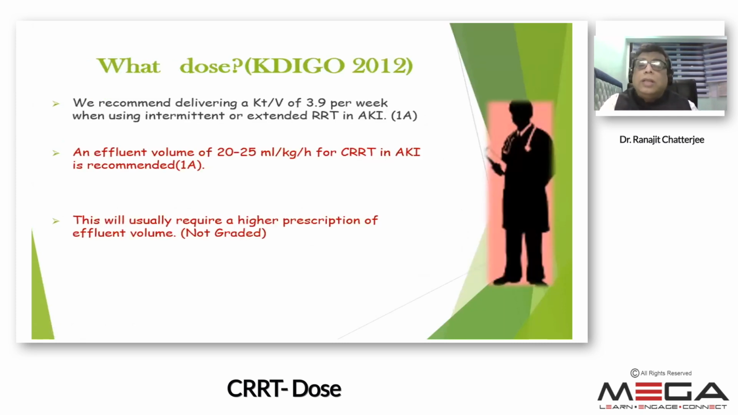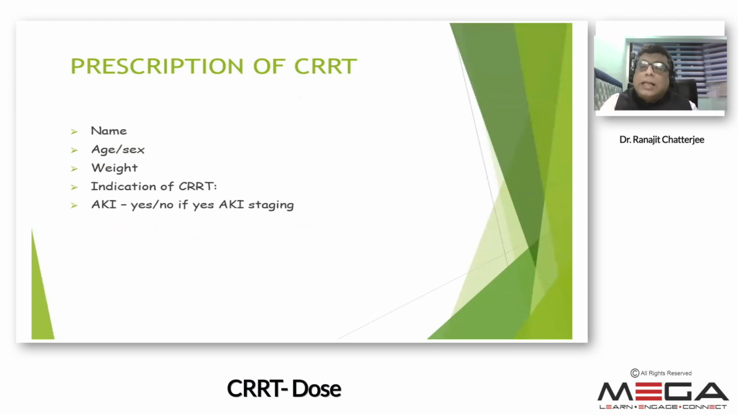So what is the dose that we ultimately recommend? If you are doing intermittent hemodialysis, 3.9 per week; for CRRT in AKI, an effluent volume of 20 to 25 ml per kg per hour is recommended. This usually requires a higher prescription of effluent volume. Remember, when you are using a pre-filter dose, your effective dose comes down further, as I have already shown you. So how do you prescribe your CRRT?